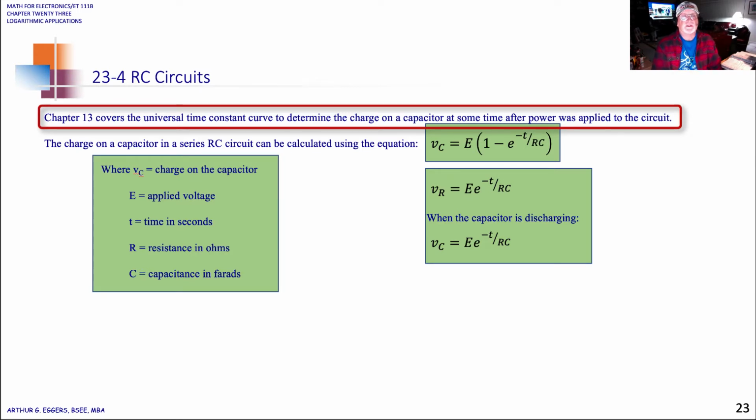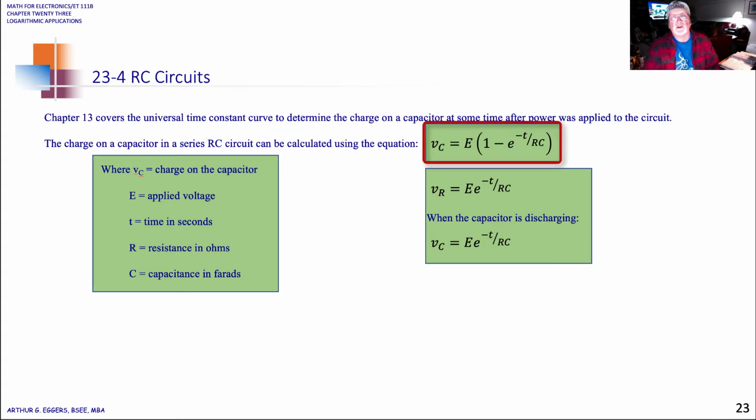The charge on the capacitor in a series RC circuit can be calculated by the equation V sub C is equal to E, the applied voltage, multiplied times 1 minus e to the minus t, which is in seconds, over the product of the resistance in ohms and the capacitance in farads. So these become very, very important when we're dealing with the charge time on a capacitor or an inductor, and the decay time when we allow either of those devices to discharge their energy.